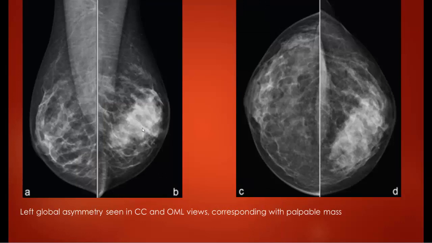This is a diffuse dense breast with global asymmetric density in a case of fibrocystic change. Areas of focal asymmetric density, multifocal areas in the left breast, are one presentation of fibrocystic change. Left global asymmetry seen in CC and MLO corresponding to a palpable mass of fibrocystic change.